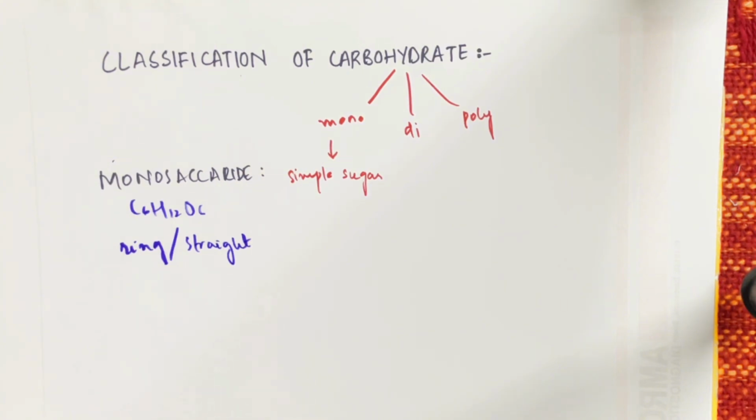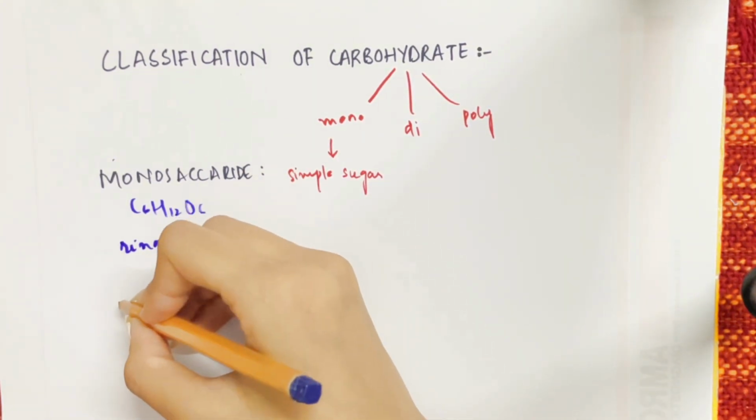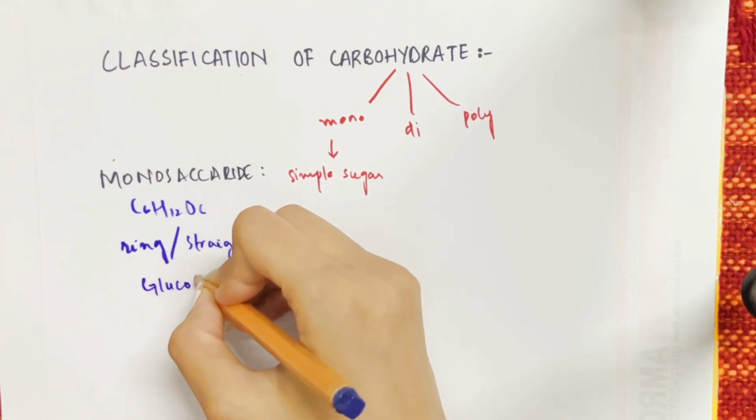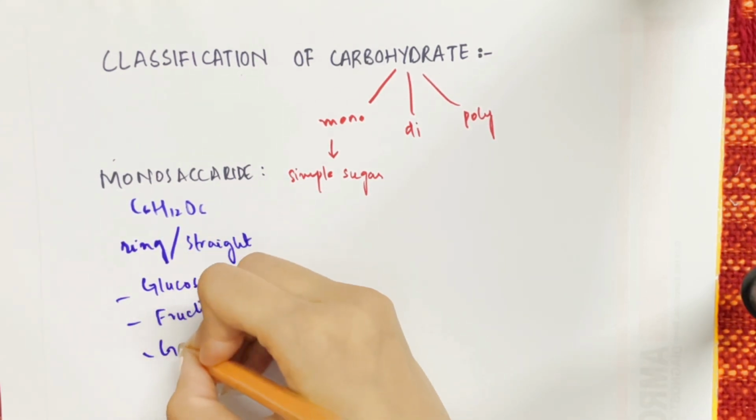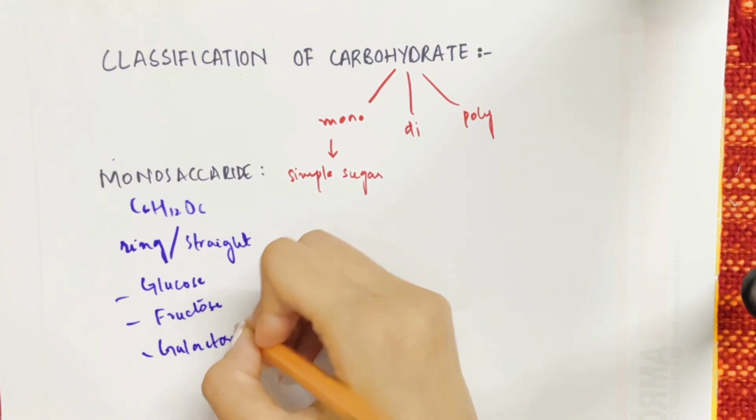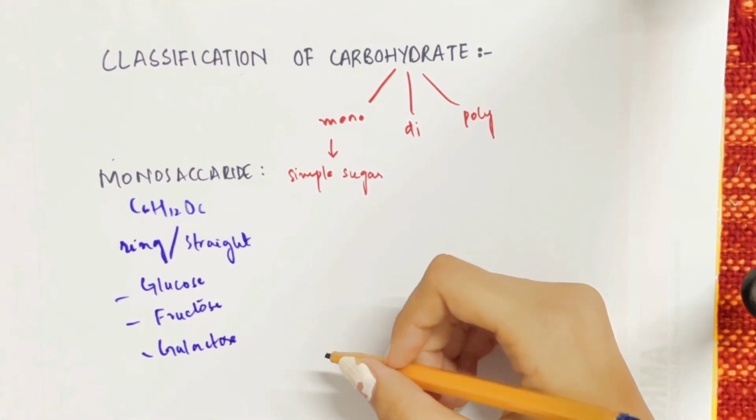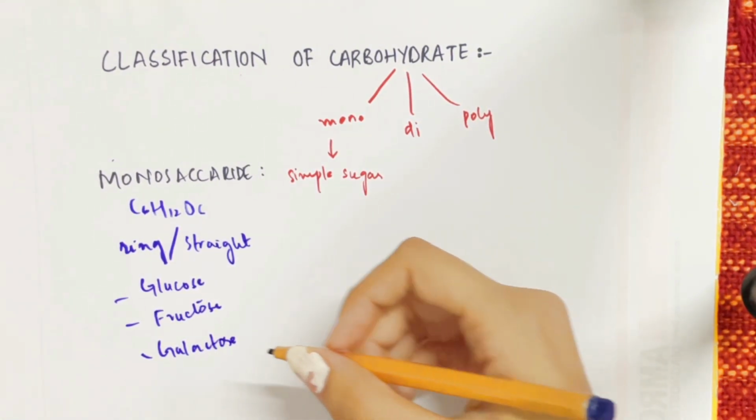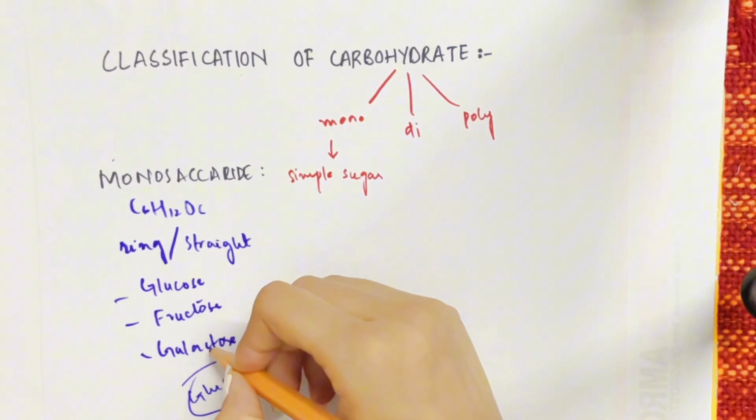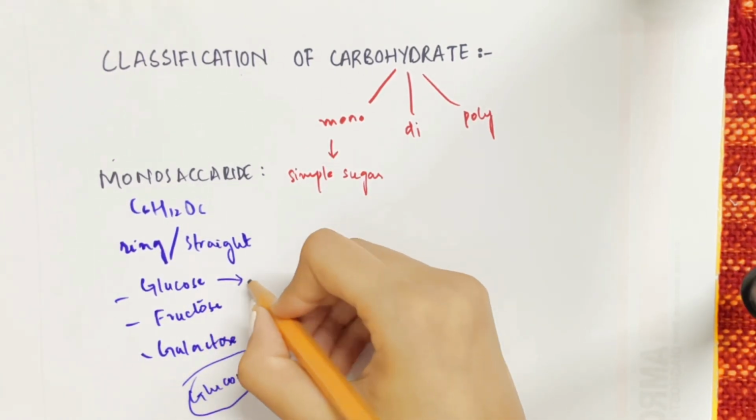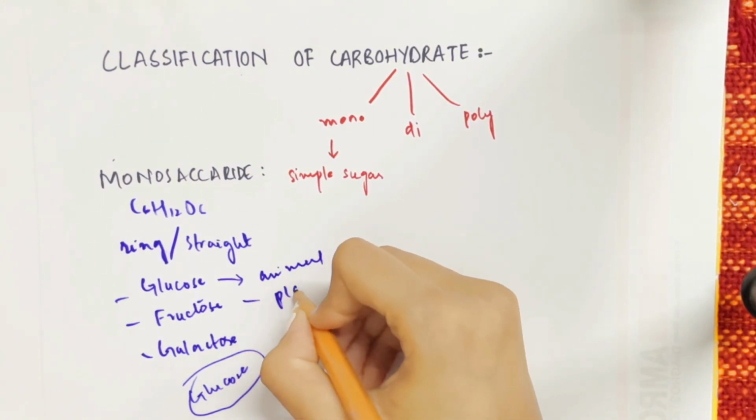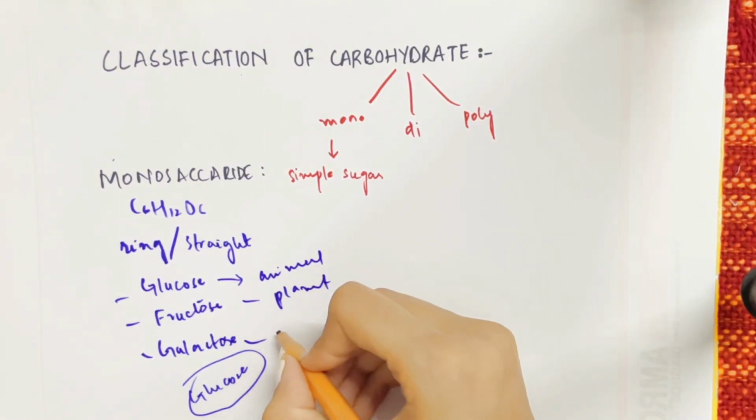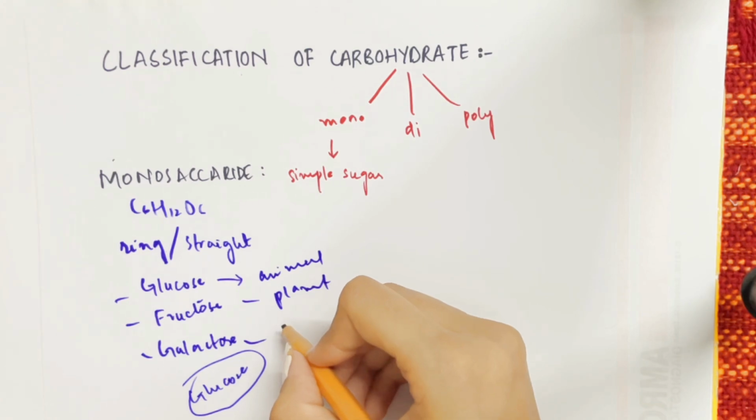The examples included in the monosaccharide are glucose, fructose, and galactose. On the basis of these three, we are going to further learn how the classification of monosaccharide works. That is glucose, fructose, and galactose. Glucose is found in the animal body, whereas fructose is found in the plant body, and galactose is a sugar that is in the stored form.